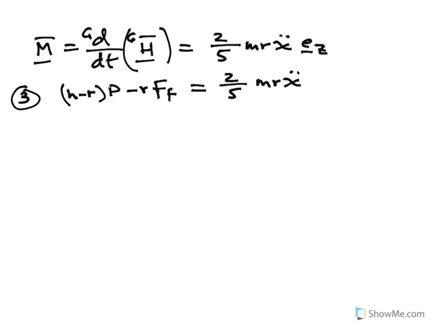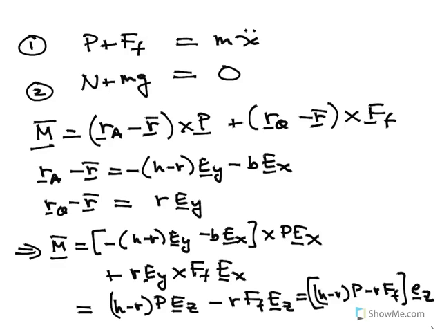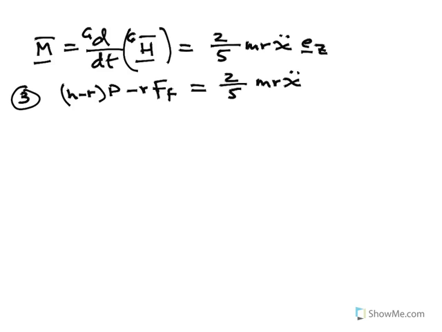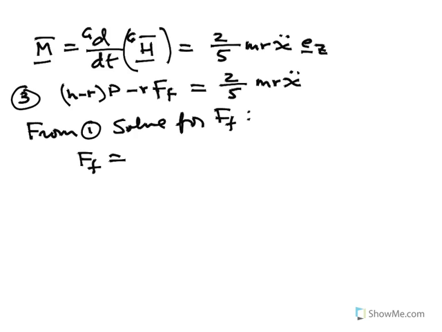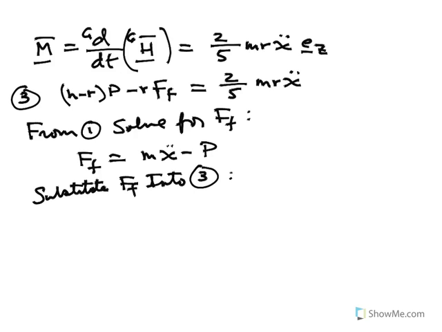Okay? So now we can actually solve these. From 1 we can solve for f sub f. What do we get? We get f sub f is equal to m x double dot minus p. Right? Now substitute that f sub f into 3.